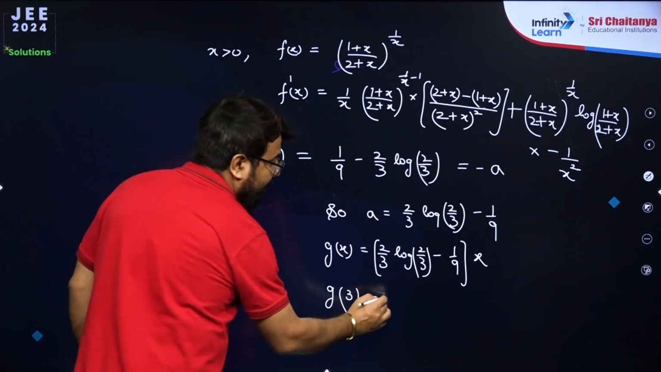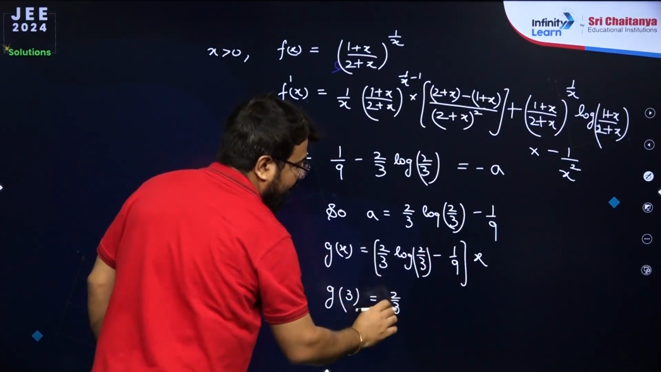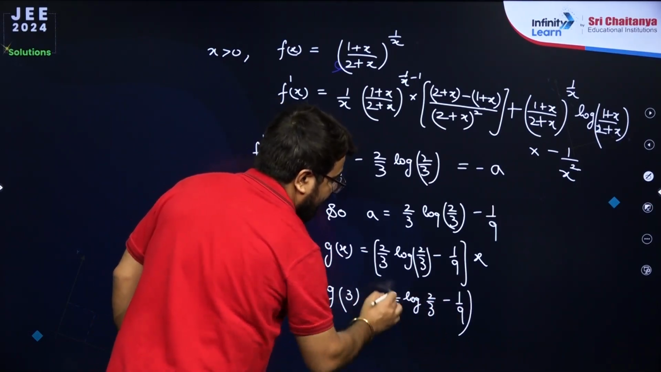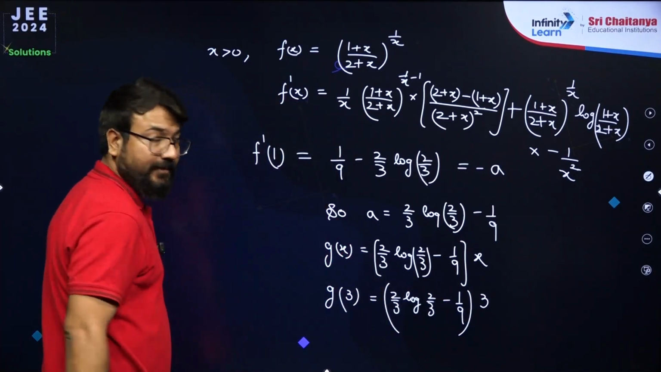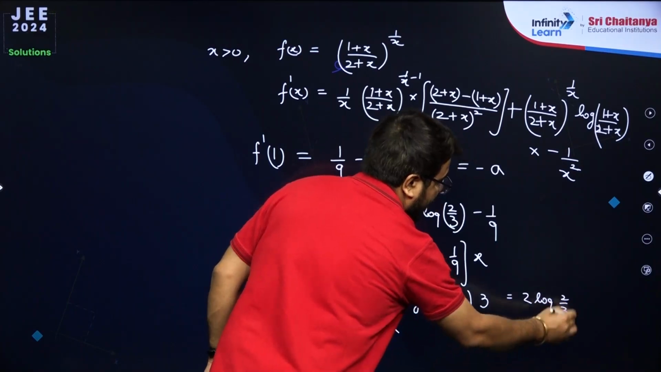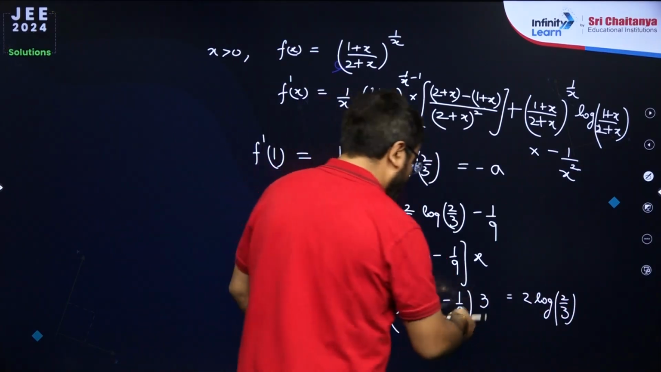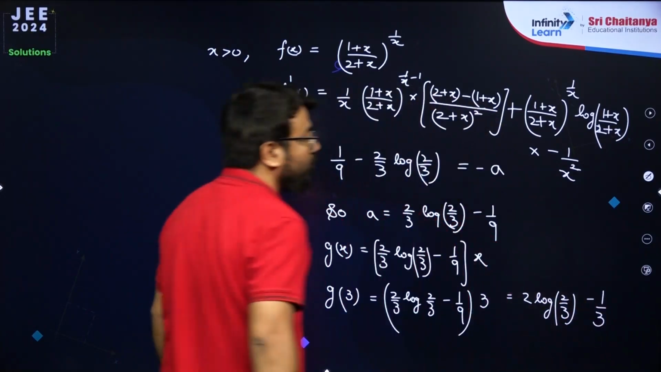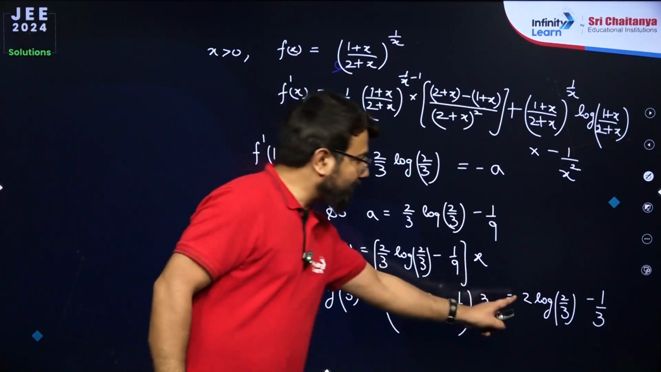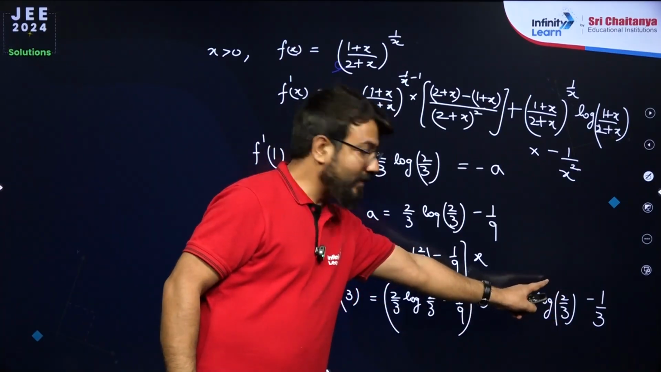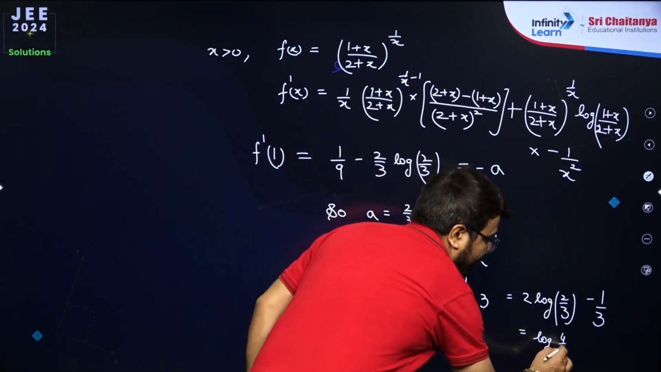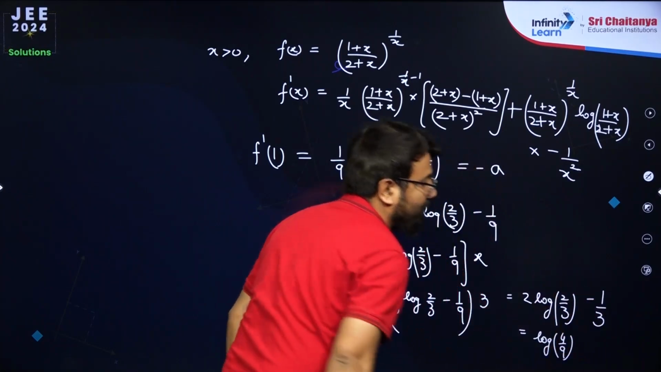They have asked us to get the value of g of 3. So g of 3 will be wherever x is placed, just replace x with 3. That means this function needs to be multiplied by 3. So it is 2 log 2 by 3, and then finally 3 into 1 by 9, it will be 1 by 3. So 2 log 2 by 3 minus 1 by 3. If I simplify it, 2 will be taken to the numerator, it will become log 4 by 9. And here it is minus 1 by 3.